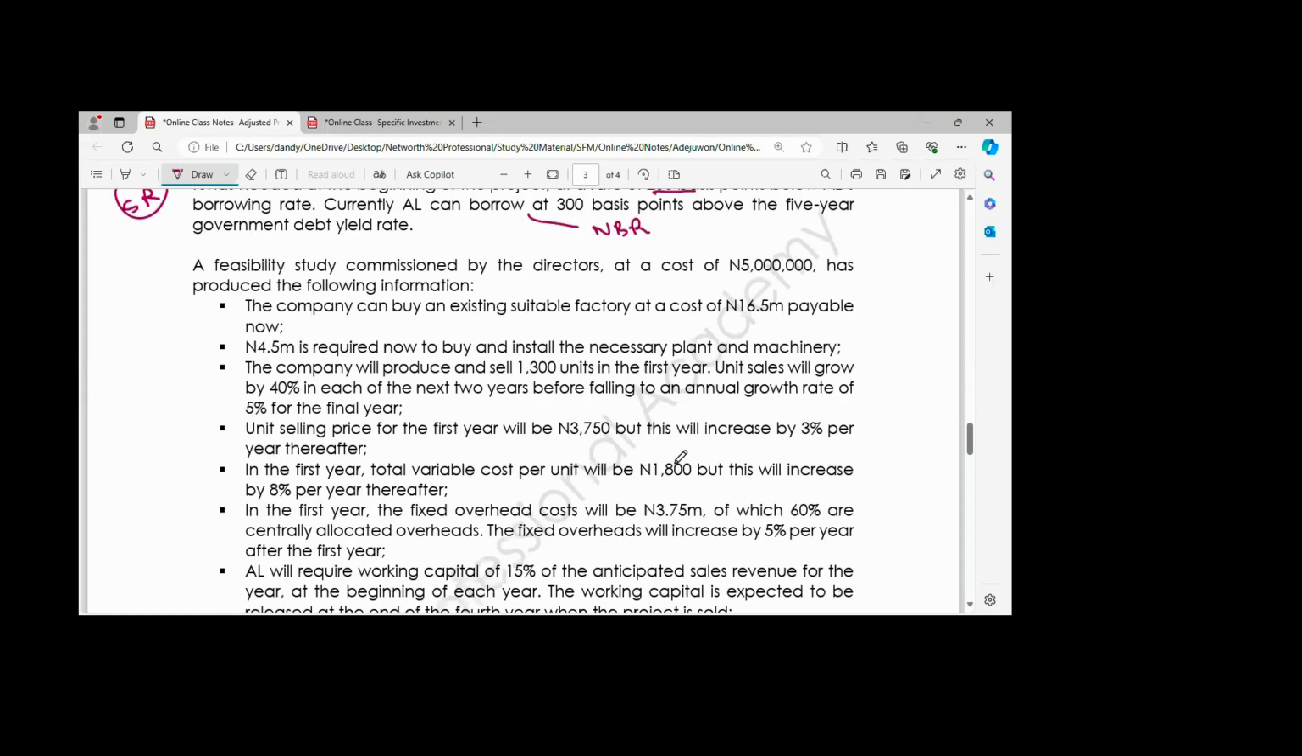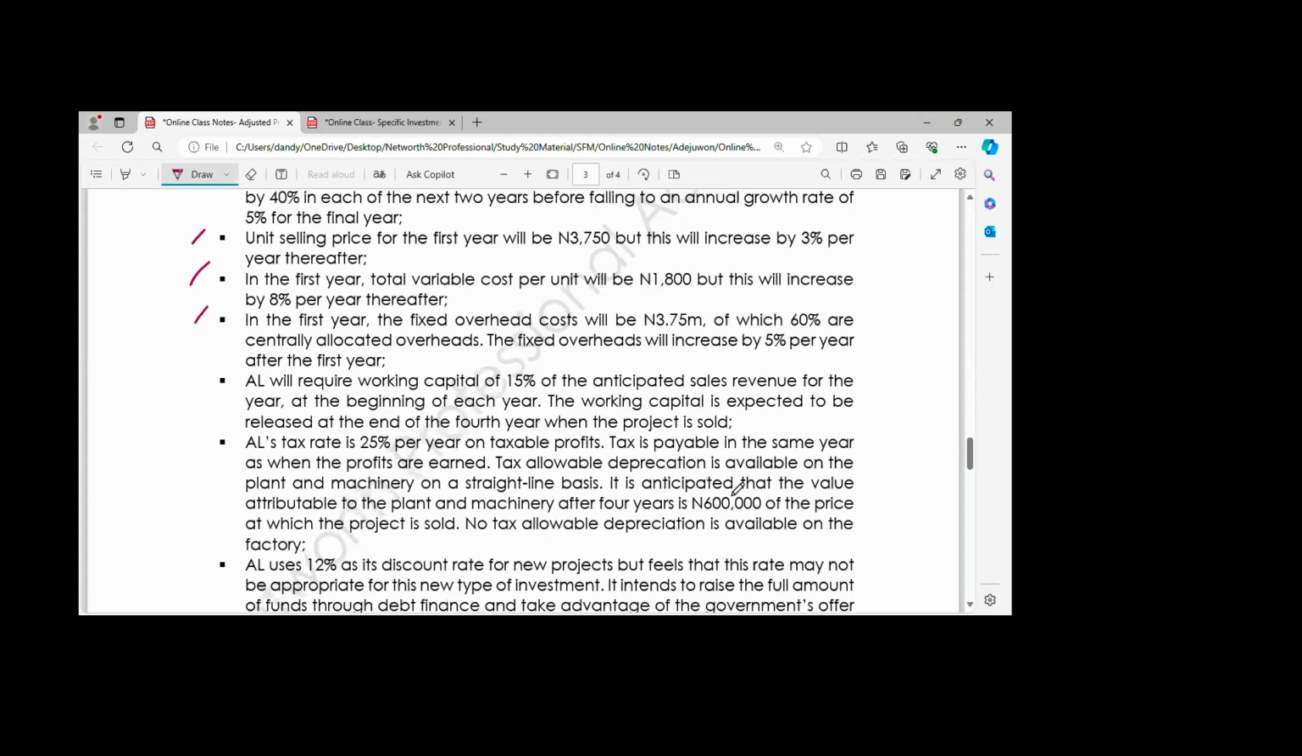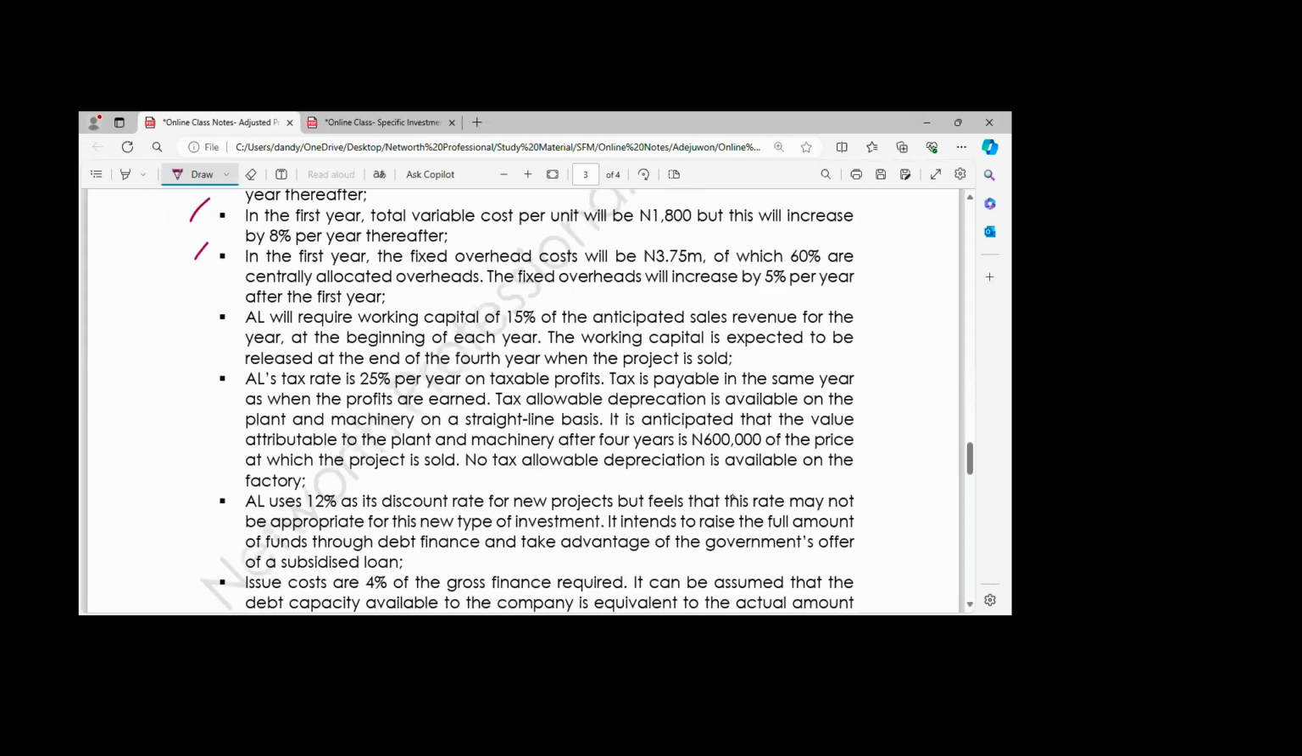All right. The feasibility study commissioned by the directors at a cost of 5 million naira has produced the following information. We have read all of this before. I don't need anything to do with this. These are the base case NPV. We have done with all of that. I don't need to do it again. So I'm looking for information on the PV of some financing effects. All this information we have used previously to calculate the base case NPV.